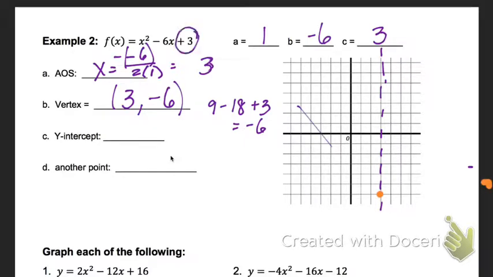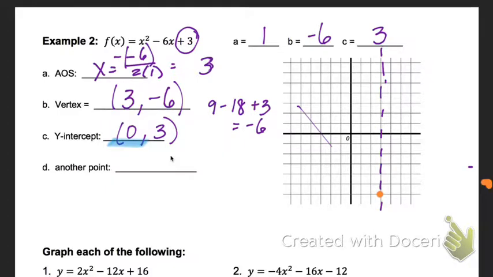Y-intercept is just my C. I'm going to write it as an ordered pair, 0, 3. So make sure that you don't just put 3. When it asks for y-intercept, that's an ordered pair, so 0, 3. What if there were nothing there? So what if this didn't exist? It would just be 0, 0. I don't know if we have any examples like that, so maybe just make yourself a little note in case it shows up. But if you didn't have a C value, it would just be 0, 0.